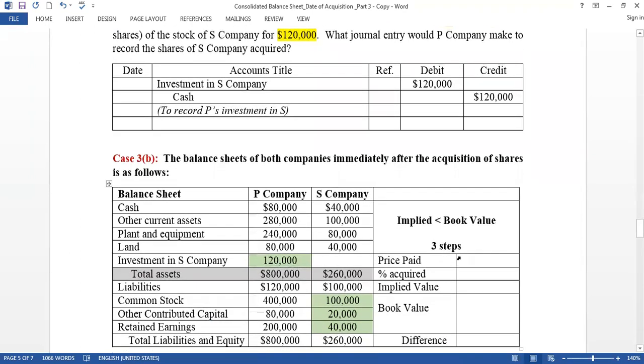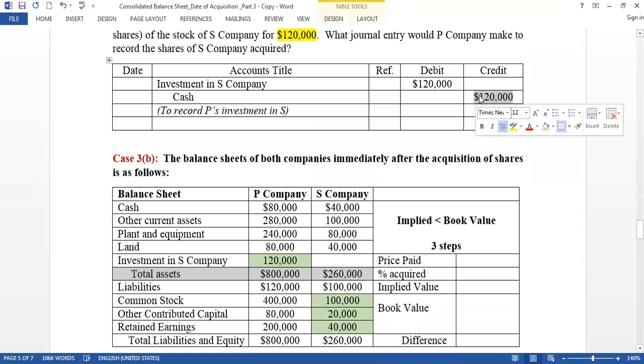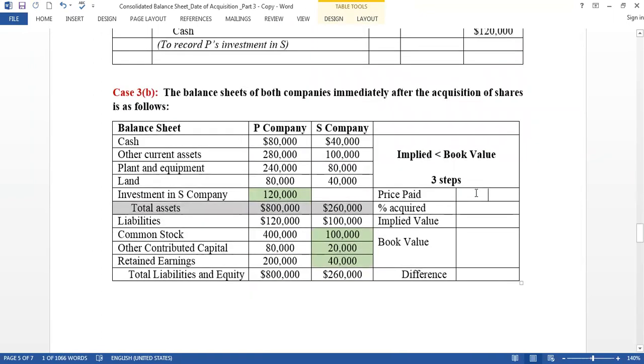Then let's see the 3 steps process. We paid $120,000. We acquire 80%. So what is the market price of this company? The market price of this company is $150,000. So implied value means market price. Market price is $150,000. But what about the book value? Book value is now $160,000.